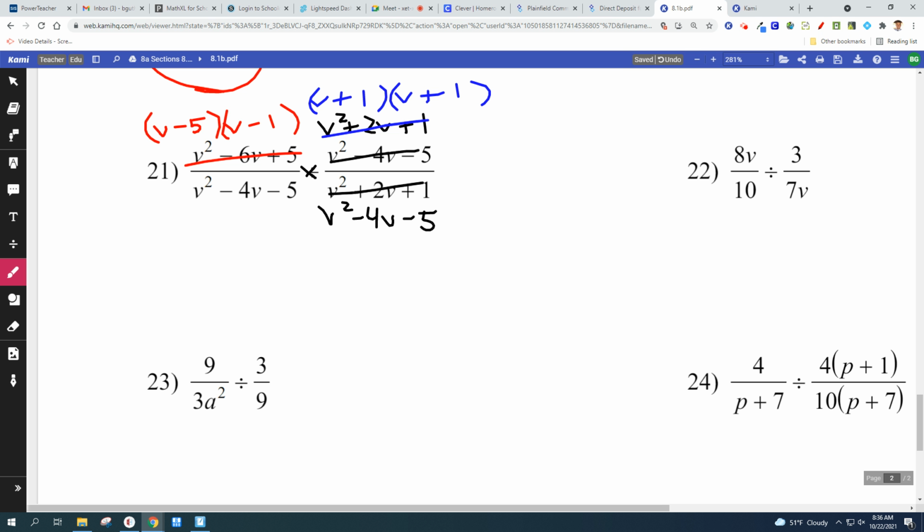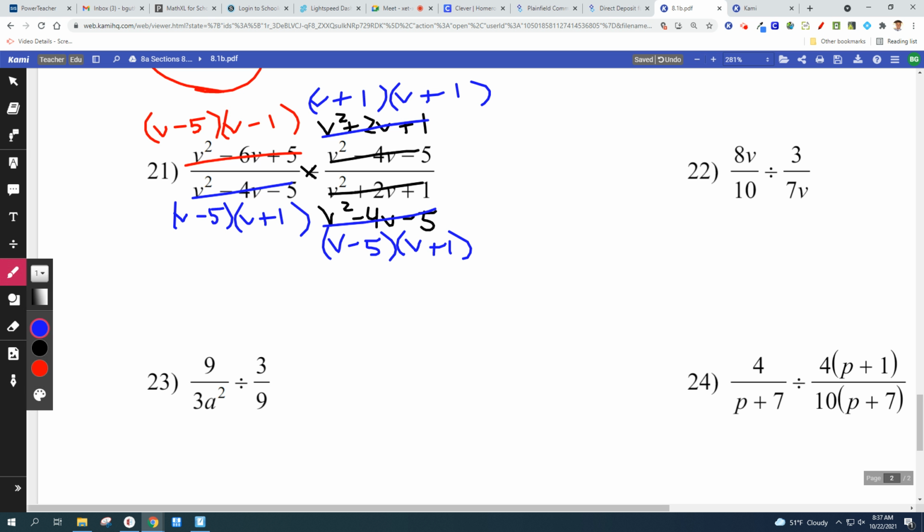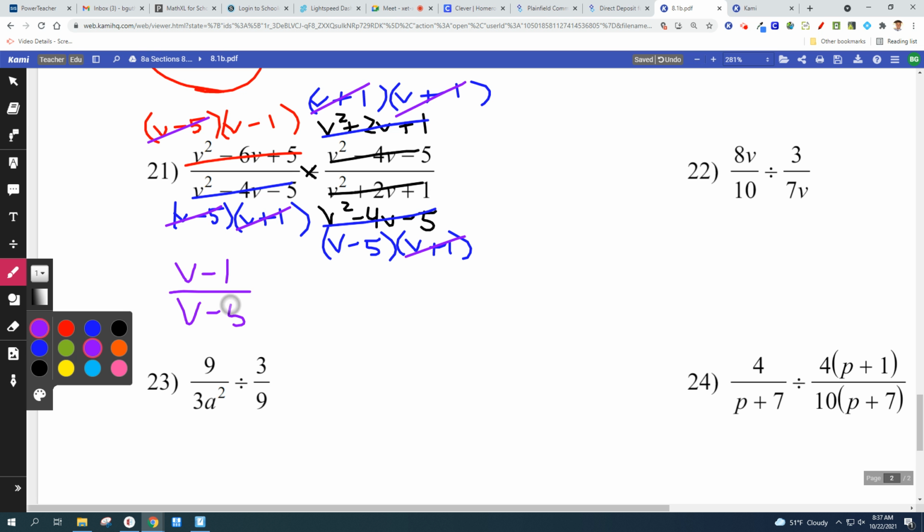Okay. So v squared minus 4v minus 5. 2 numbers that multiply to -5 and add up to -4. That's -5 and plus 1. But it's just going to be the exact same over here. So we are multiplying now. And so if we're multiplying, this is where the stuff cancels out. I've got a v minus 5 that cancels. I've got a v plus 1 that cancels. I've got another v plus 1 that cancels. All I'm left with is v minus 1 over v minus 5.